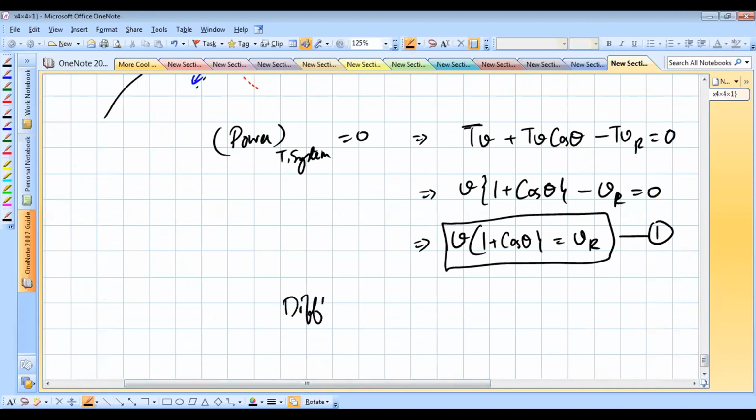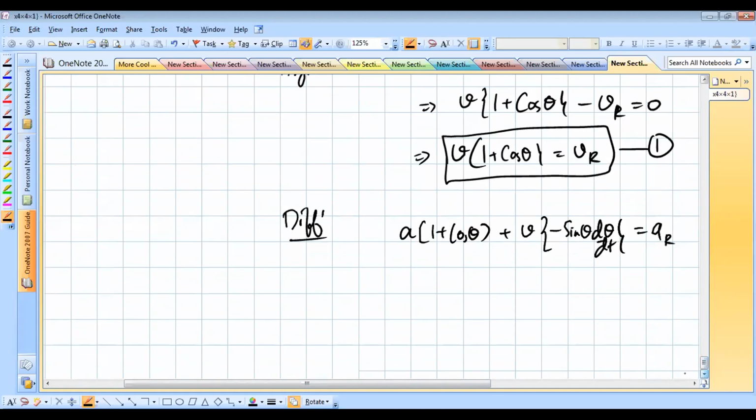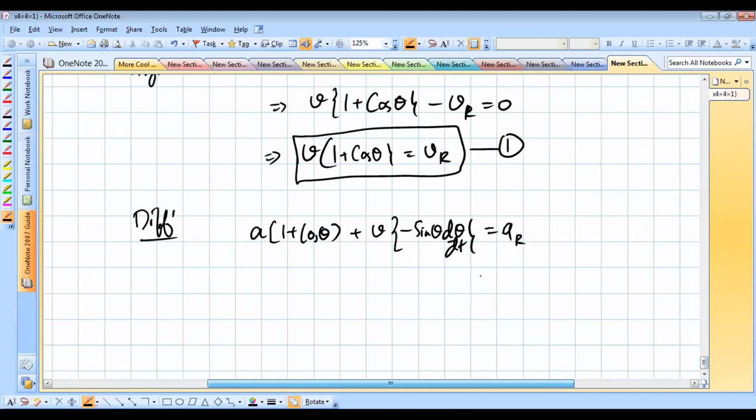Okay. Now see, when we differentiate this, we will get the relation of acceleration. Differentiating, we get acceleration into 1 plus cos theta, plus velocity into the differentiation of 1 plus cos theta, which is minus sin theta d theta by dt, equal to the differentiation on the other side, which is a relative. So this is the actual general constraint relation. It always involves d theta by dt also.